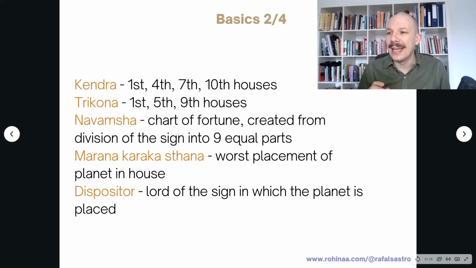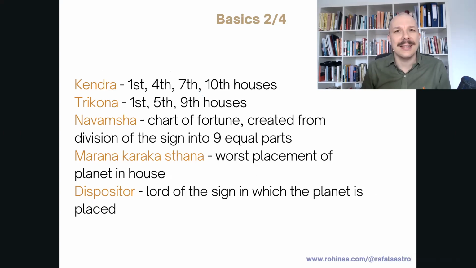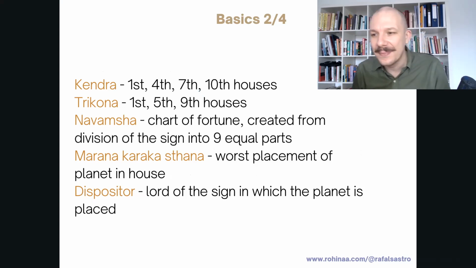Then we have Kendra houses. The Kendra are 1st, 4th, 7th, and 10th houses. And Trikona is 1st, 5th, and 9th. So I will not explain here what these houses mean, but this is the basic grouping of the houses. Kendra is 1st, 4th, 7th, and 10th. Trikona is 1st, 5th, 9th. So these are basically the good houses, they say.